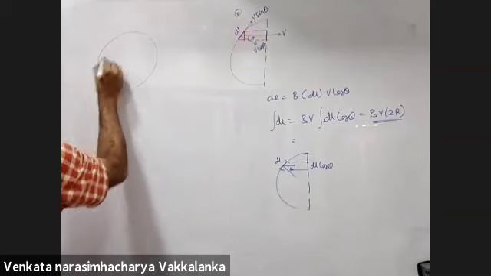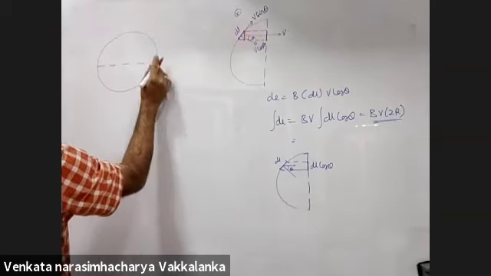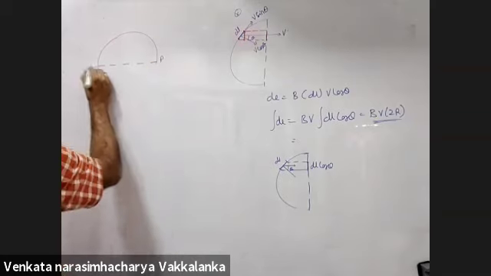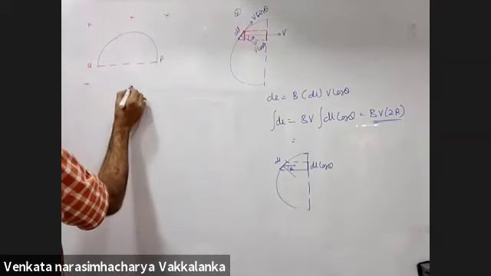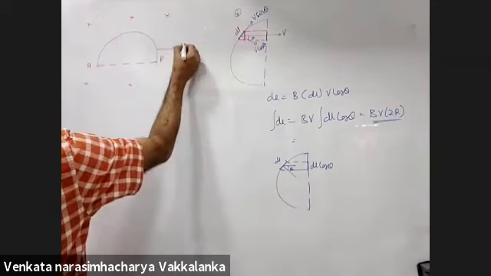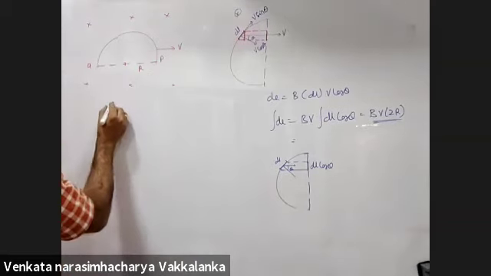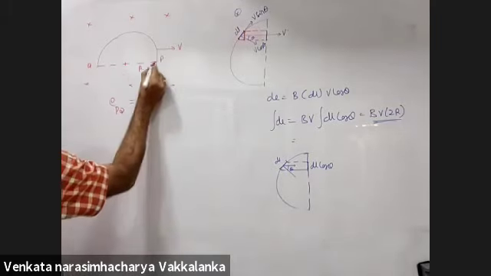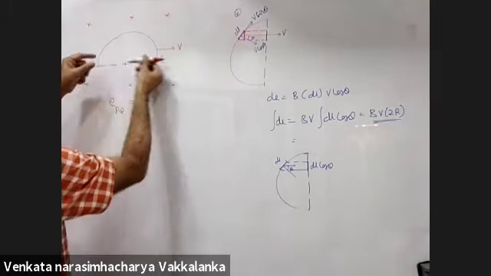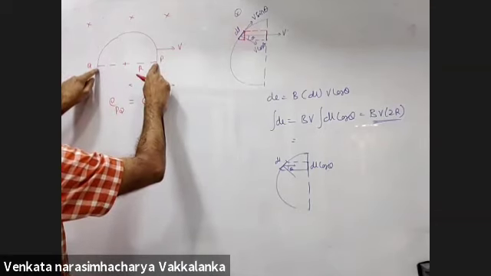Motional EMF across PQ when placed inside a magnetic field, and this is moving this way with the velocity v. This is the EMF across PQ. Zero. Because when I join this side and make it move along its length, the motional EMF across the closing side will be 0.